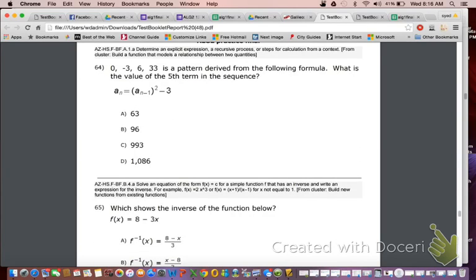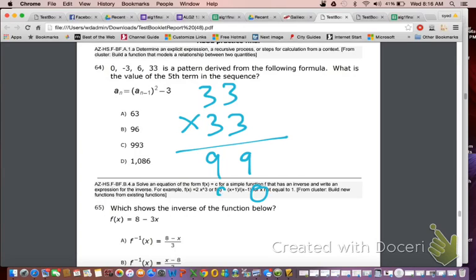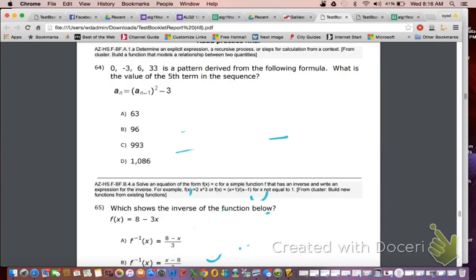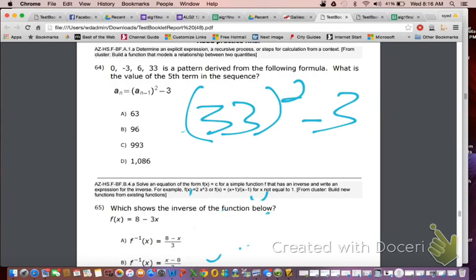What is the fifth term of the sequence? So this is saying you take the term before it, square it, then subtract 3. So we have to do 33 times 33. There's a shortcut, but let's just do it this way. So we get 9, 0, 9, 9, 9, 9, 18. Okay. So I'll just do it like this, guys. I'll just leave your answer like this. It's going to be 33 squared minus 3. So I'll let you calculate that, okay?